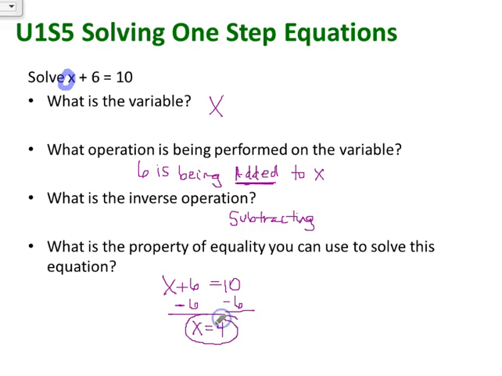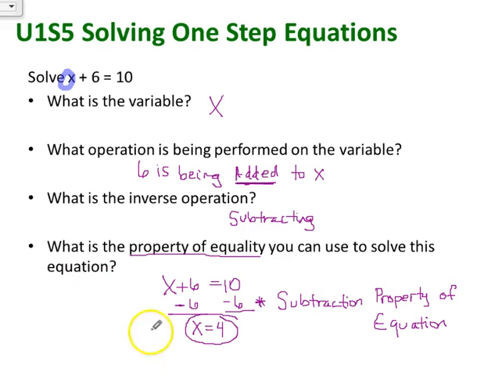That's our answer. So the property of equality that we used is this step right here. We subtracted 6 from both sides. That's what we did to solve. So since we subtracted, that's called the subtraction property of equality, because what we subtracted from one side, we subtracted from the other to keep that balance, for the equation to have the same quantity.